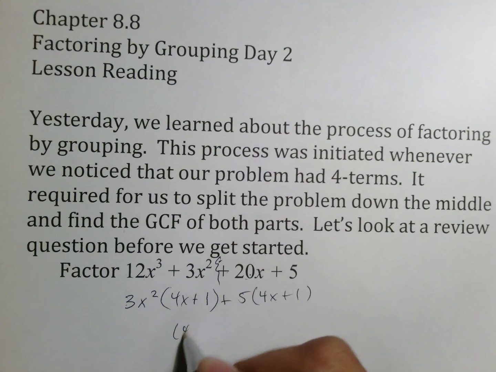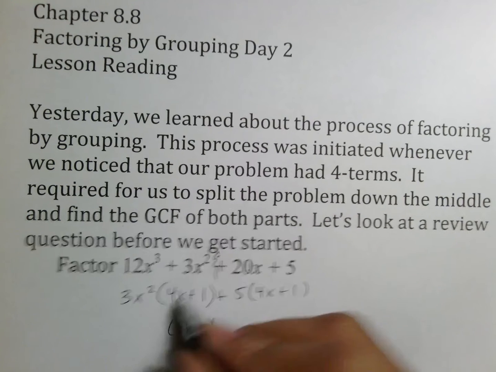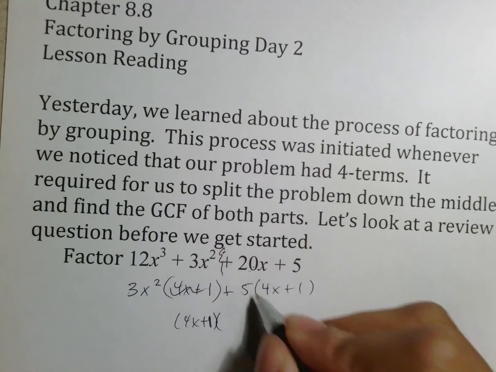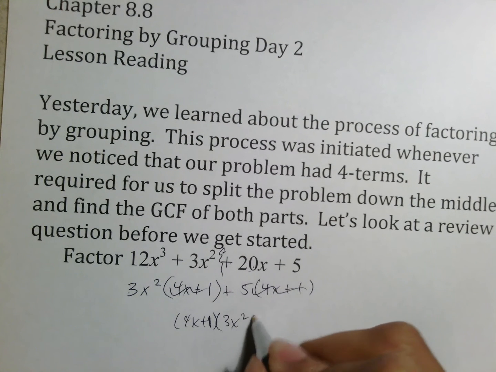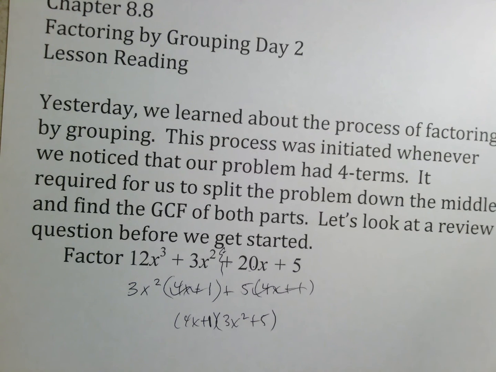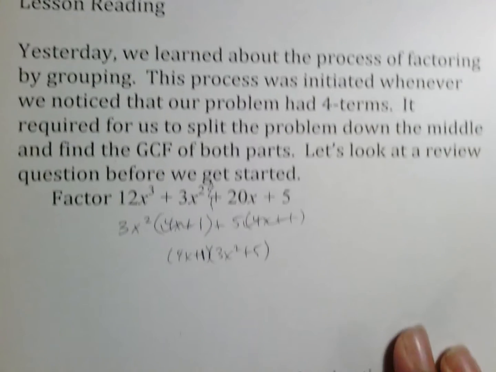And what we learned is that the 4x plus 1 is what they have in common, which when you take that off, you're left with 3x squared plus 5. And so that was a process that we learned yesterday.